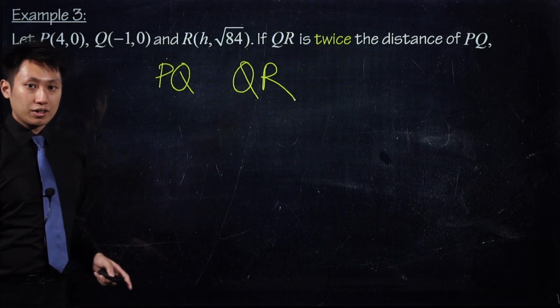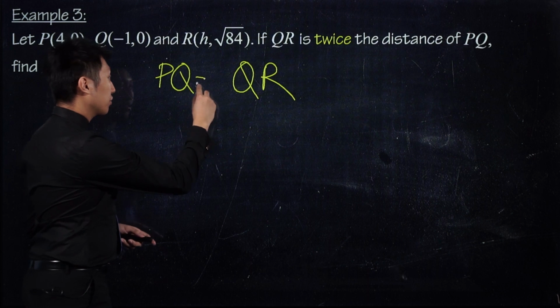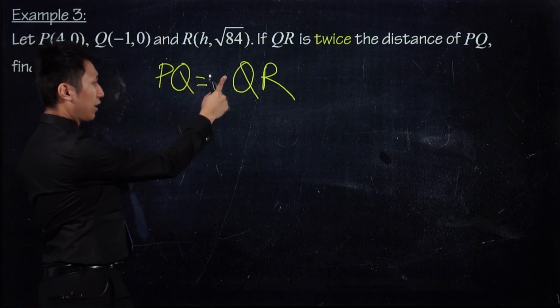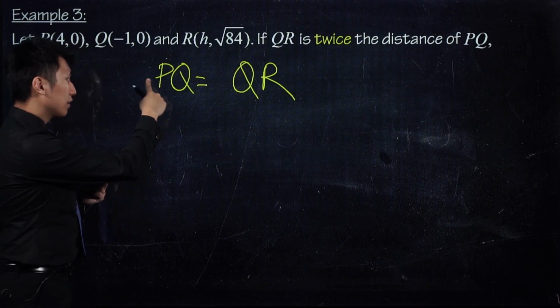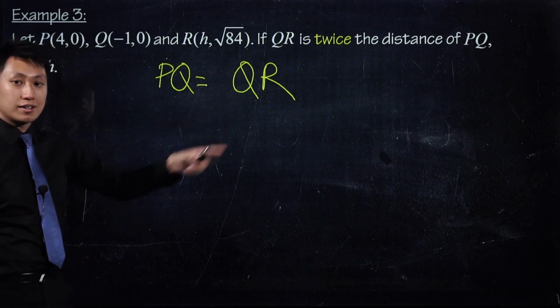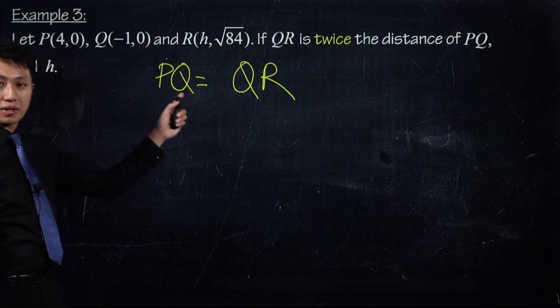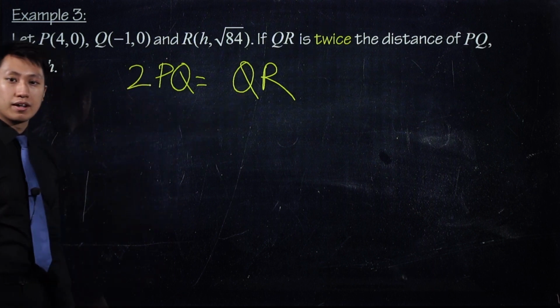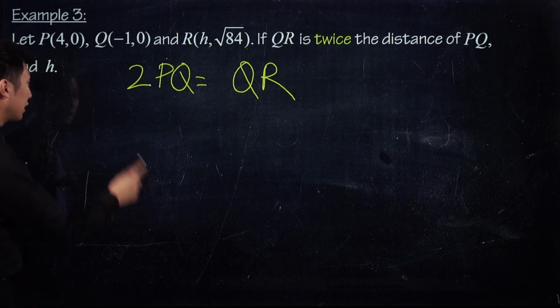If QR is longer, then where should you write the 2? Is it here or here? It should be on this side, because QR is longer, right? So it takes 2 PQ to reach QR. Okay, so it's 2 PQ here. What's PQ? The distance.